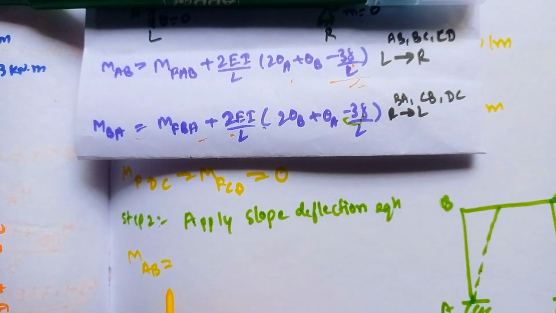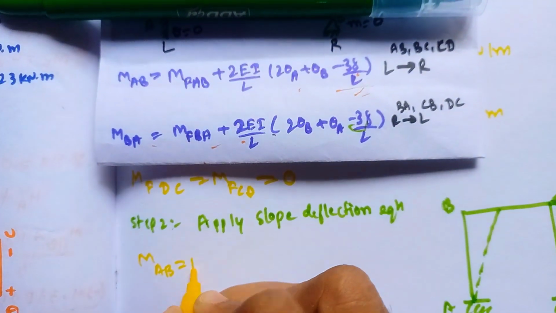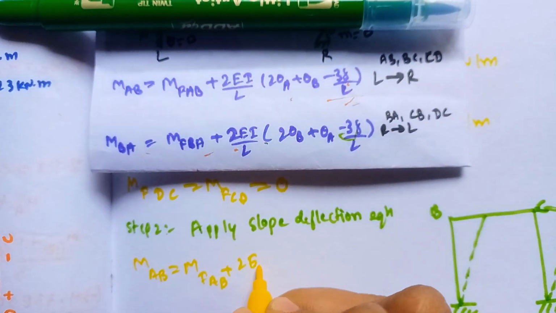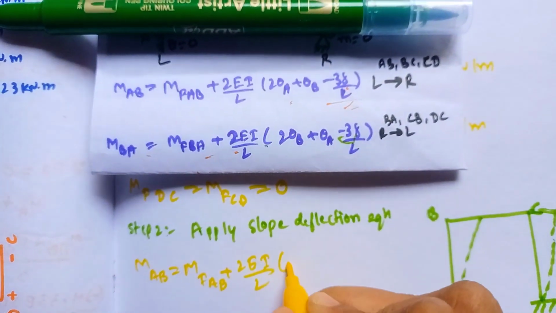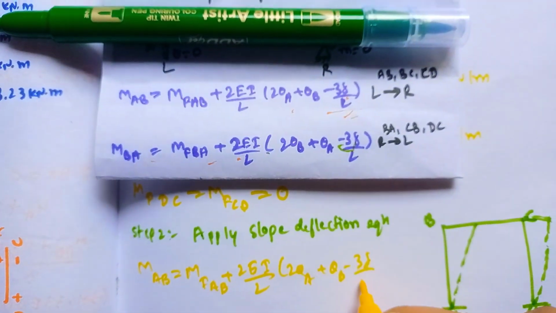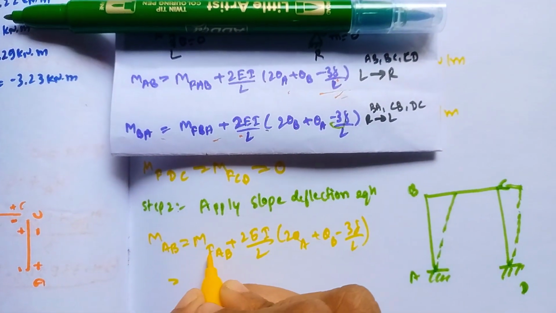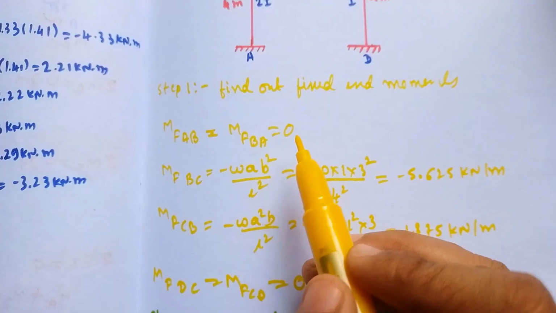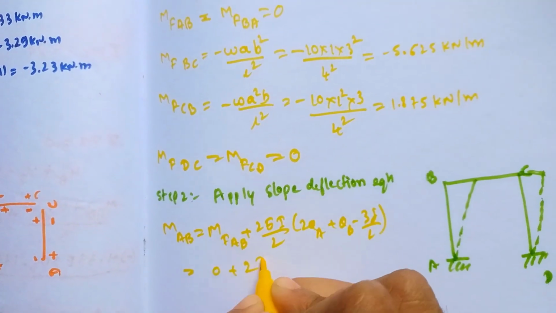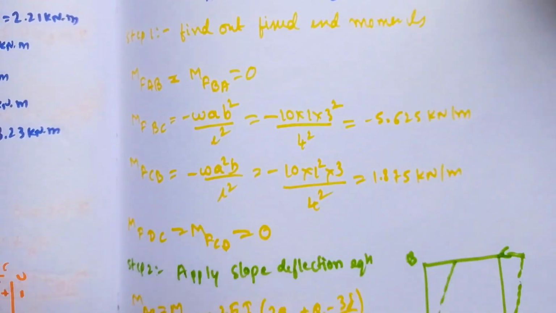Now we will see one by one, starting with MAB. We need to use this formula. MAB is equal to MFAB plus 2EI divided by L, 2 into first letter theta A plus second letter theta B minus 3 rho divided by L. It is a vertical member, deflection takes place, so we need to add the 3 rho divided by L. Now substitute all the values. MFAB value we got was 0 because there is no loading. So MFAB for fixed end is 0. The 2EI value they gave for span AB is 2I. Put this value there.